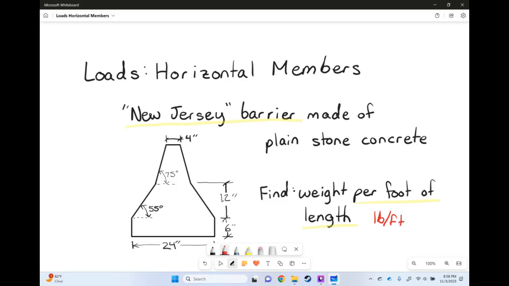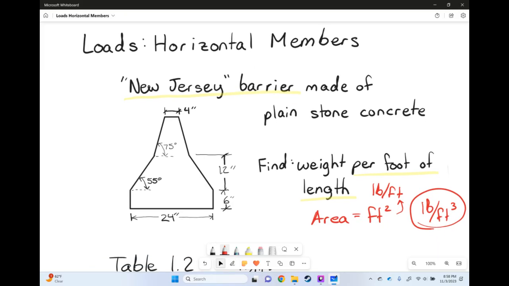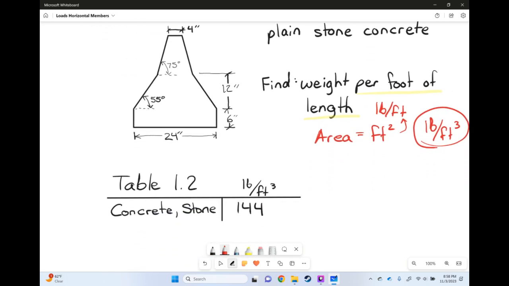So we first need to ask ourselves, what do we have? We have obviously the cross section, so we'll have a cross section area that we can find. That's going to be feet squared. So if we're going to multiply our information about concrete by feet squared to get something in pounds per foot, we're probably looking for pounds per foot cubed. The table that we're going to find that information in is table 1.2. So again, pounds per foot cubed, and we just have that base value of 144.